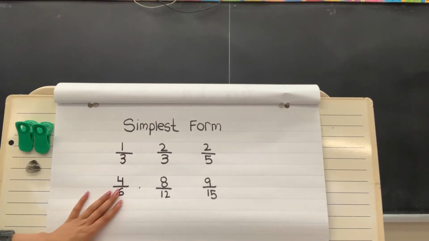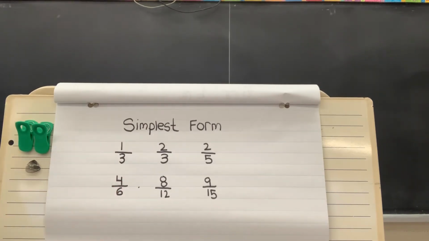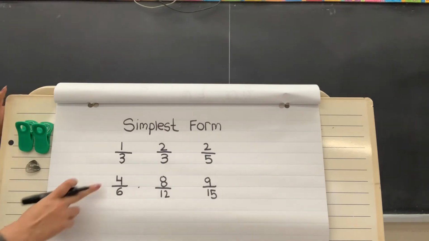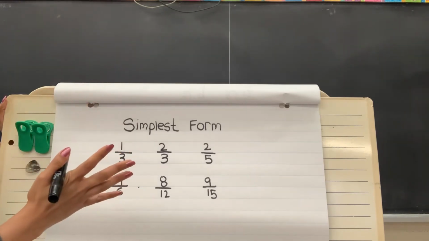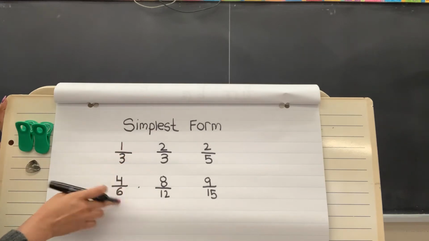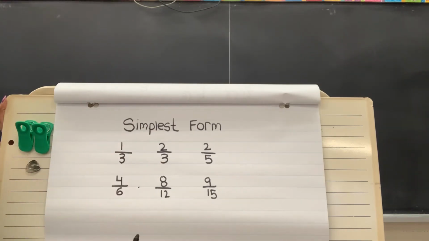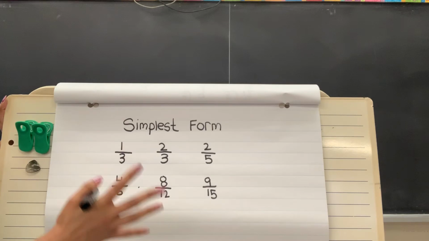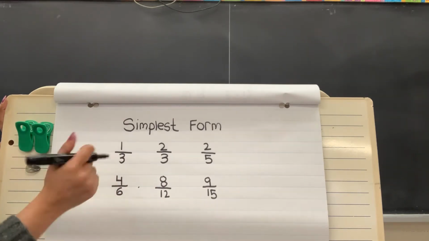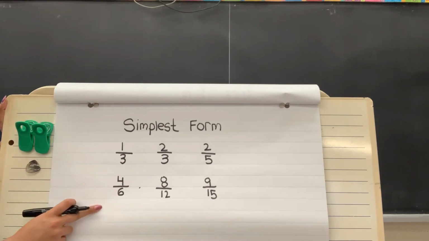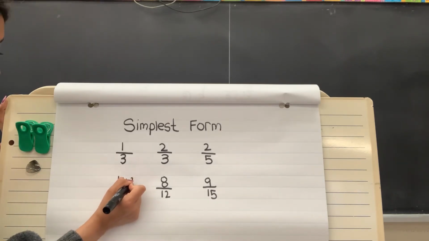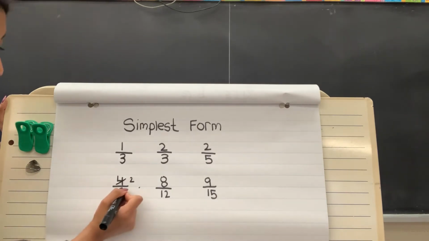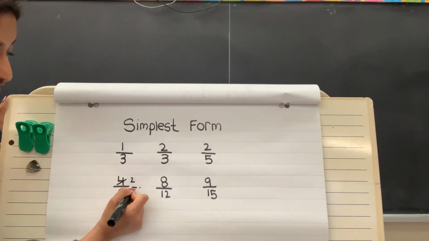Okay, so let's say, for example, we have 4 and 6. We're going to ask ourselves, which times table can take both 4 and 6? Always begin with 2. I know the 2 times table has 4 and the 2 times table has 6. So here's what I'm going to do. I'm going to say 2 times 2 gives me 4. 2 times 3 gives me 6.